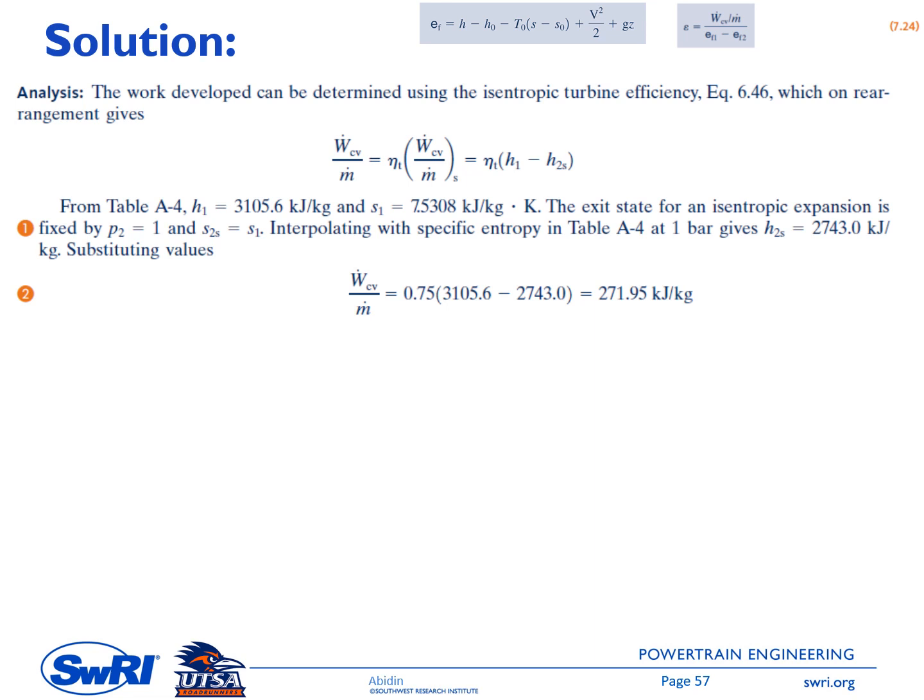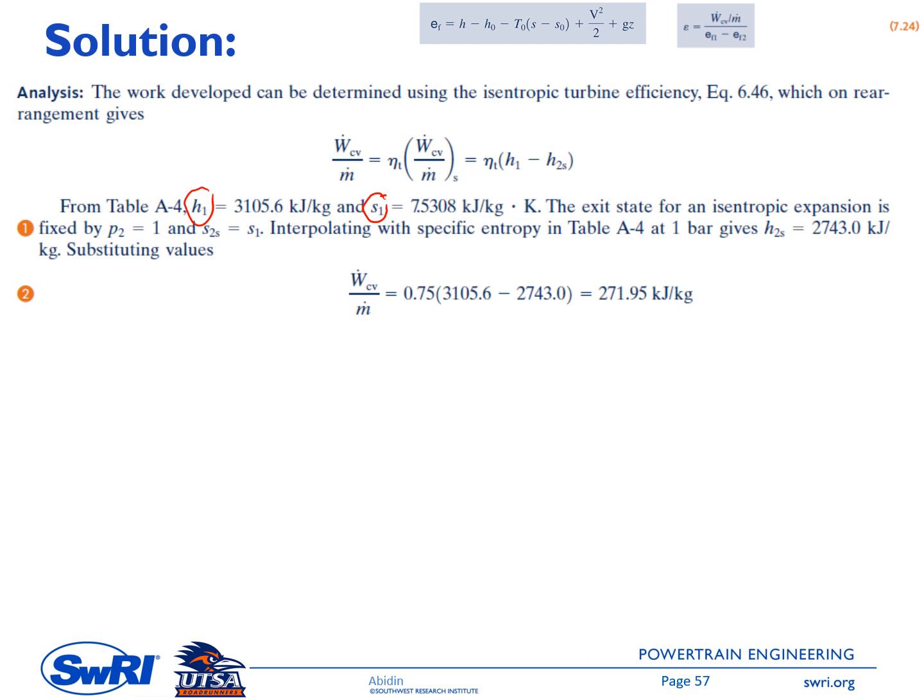At state 1, at the inlet, pressure is given and temperature is given. The pressure is 5 bar, and the temperature is 320 degrees C. You can use table A4 because we know that state 1 is a superheated condition. So go to table A4, 5 bar and then 320 degrees C. You will get the enthalpy at state 1, which is 3105.6 kilojoule per kilogram. And then S1, the specific entropy at the inlet, is 7.5308 kilojoule per kilogram Kelvin.